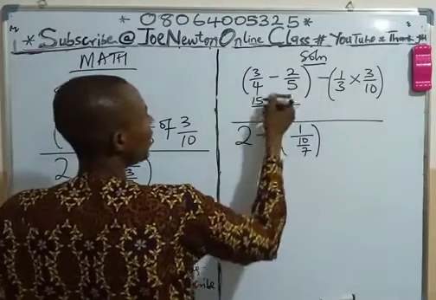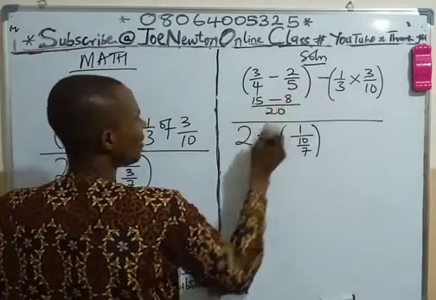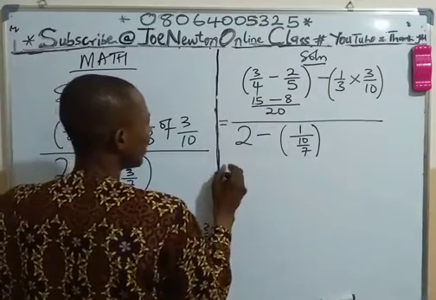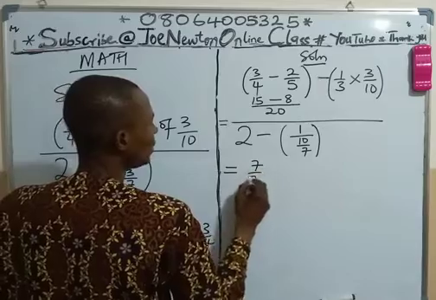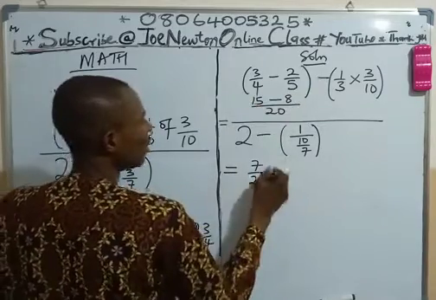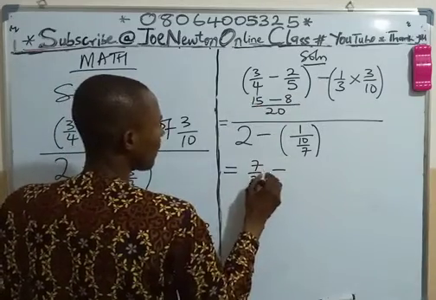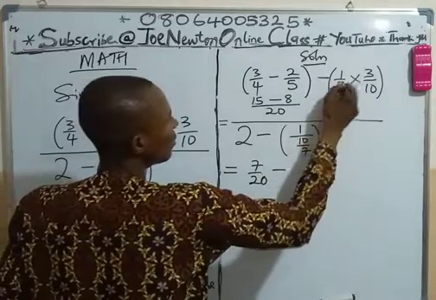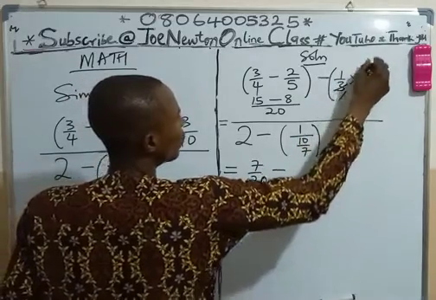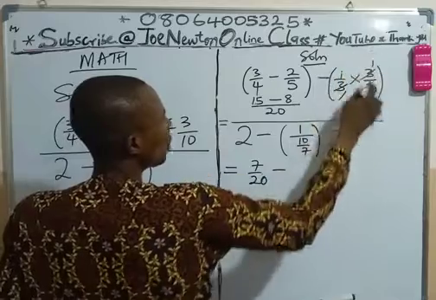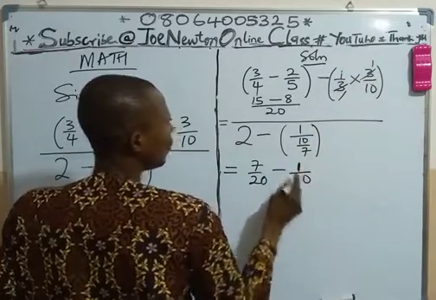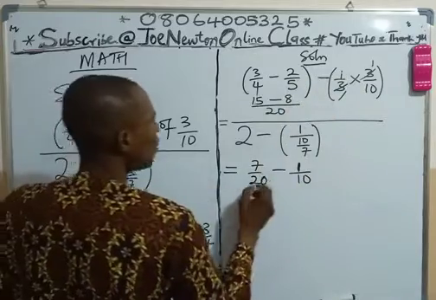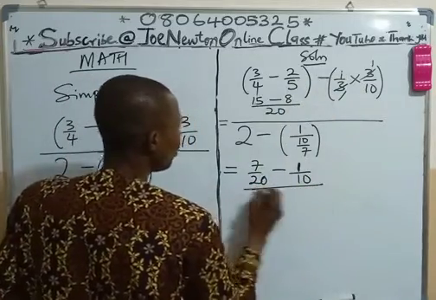At this point here, we obtain 15 minus 8, that is 7. So we are getting 7 over 20, that is from here, minus, here 3 cancels 3, 1, 1. So 1 times 1 is 1 over 10. So minus 1 over 10. You see what we obtain from the numerator? All over, we come to the denominator.